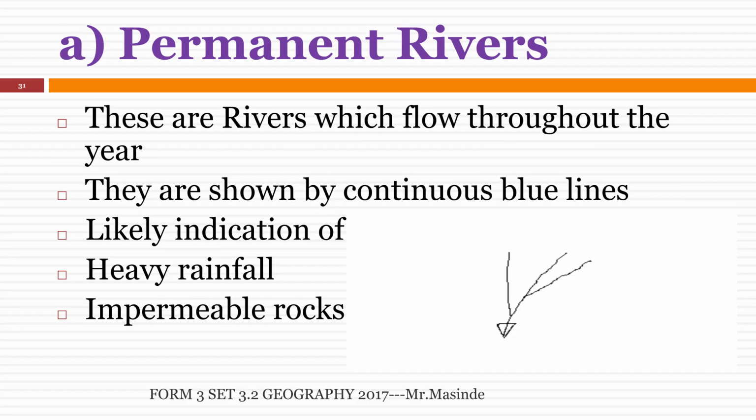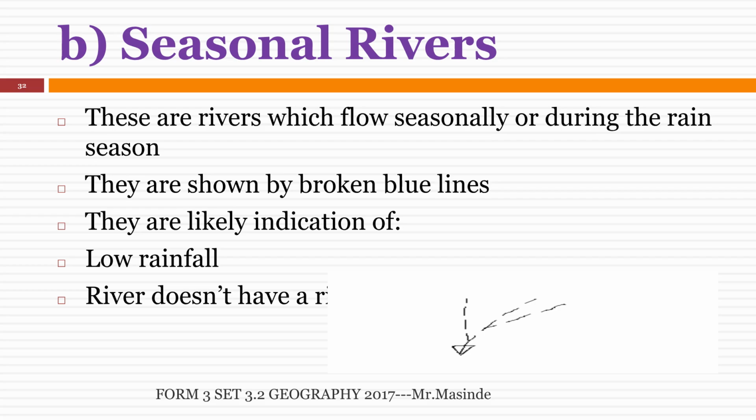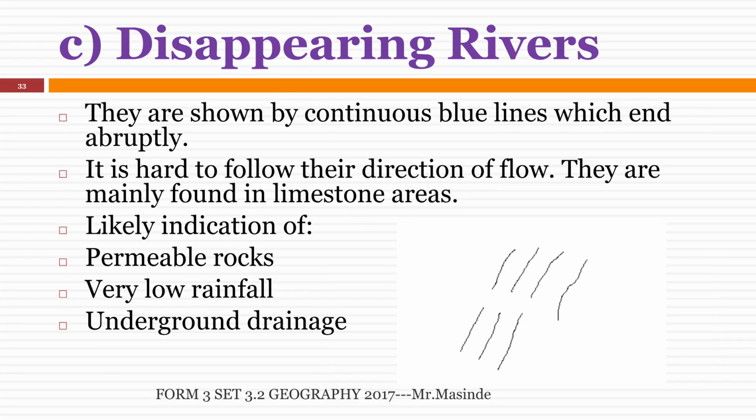Permanent rivers flow throughout the year and are shown by continuous blue lines. They often indicate heavy rainfall and impermeable rocks in the area. Seasonal rivers flow only during the rainy season. They are represented by broken blue lines on a map, often suggesting low rainfall or a lack of a rich catchment area. Disappearing rivers are shown by continuous blue lines that end abruptly. They are commonly found in areas with permeable rocks, very low rainfall, and underground drainage.